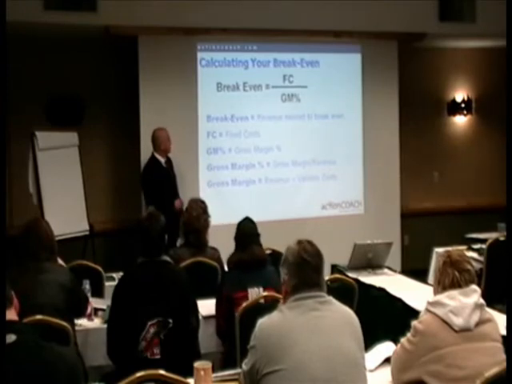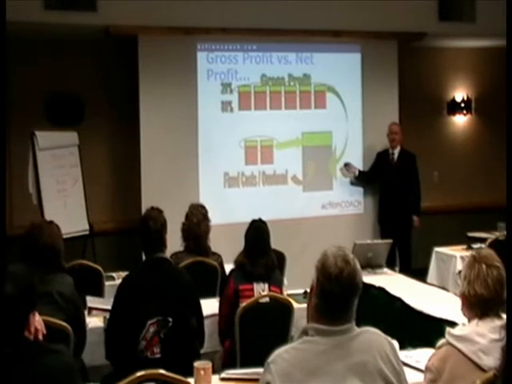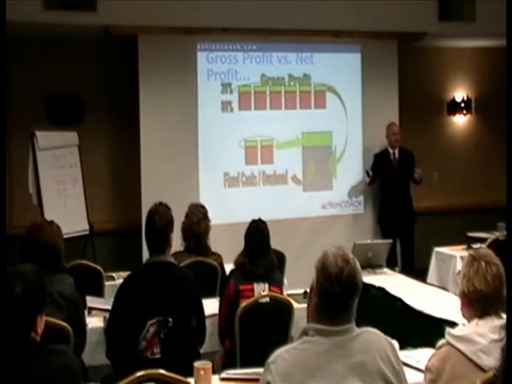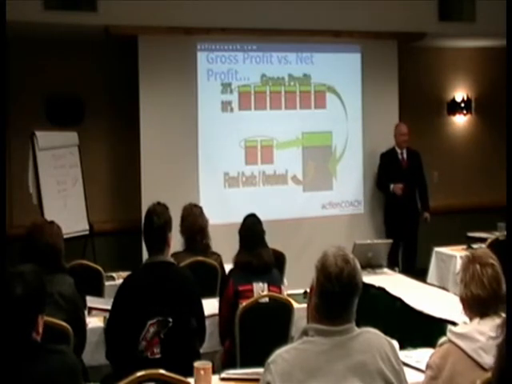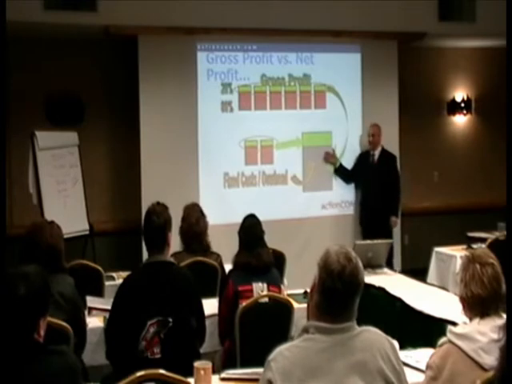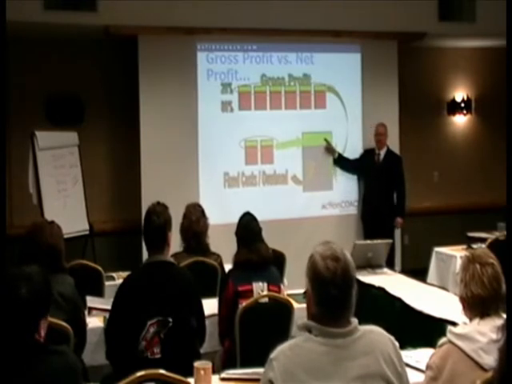Now what I want to do is calculate my break even. My gross margin here all of a sudden becomes my net profit. Once I get past break even, my gross margin then becomes net because I've covered all my fixed costs. Does that make sense? I've got to get past my break even because once I hit break even, now all my fixed costs are paid and everything else just becomes profit.